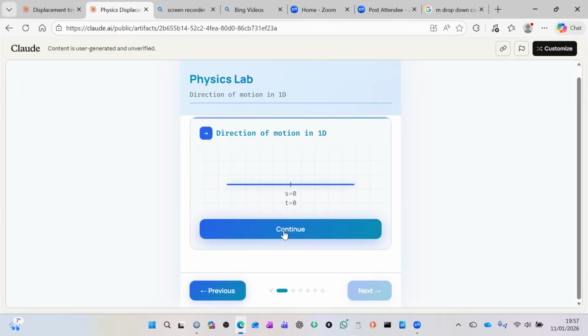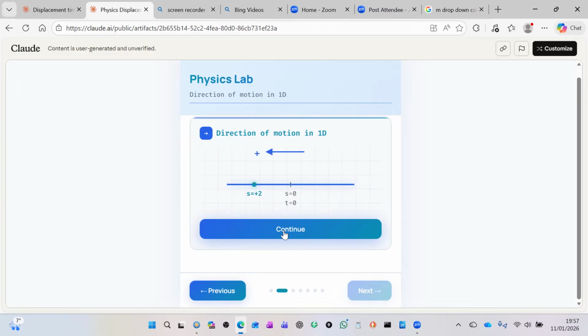For example, I'm taking the center of the line to be where we're doing our measurement from. And S equals 0 means that the displacement of the starting point or the origin is at no displacement from itself. So any displacement is measured from this origin point. And also usually we start measuring time from this point.